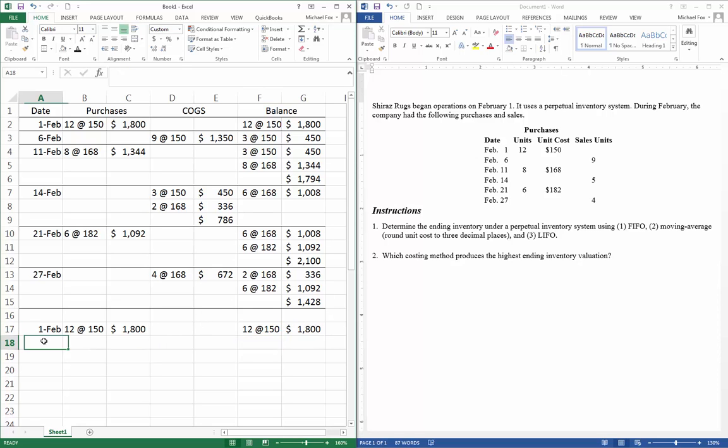Then on February 6th, we're going to make a sale of 9. And again, that'll be at 150. So right now our average cost is 150 because, well, we don't have any other units. So this will equal 9 times 150. And our balance, if we had 12 and we sold 9, our balance will be 3.